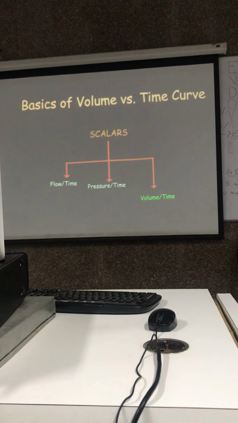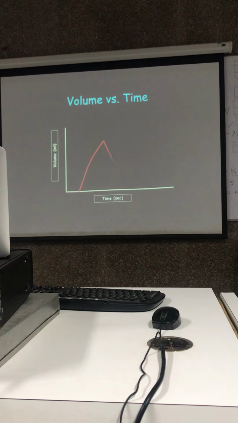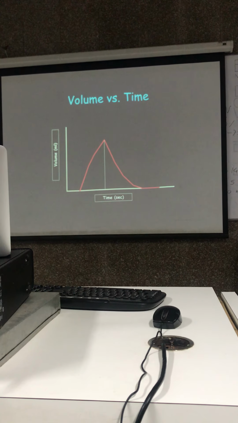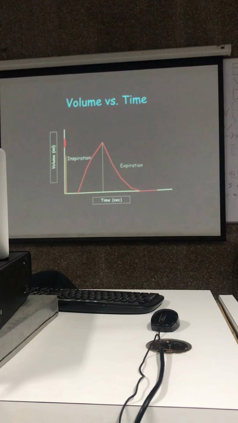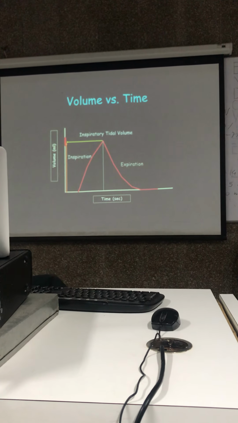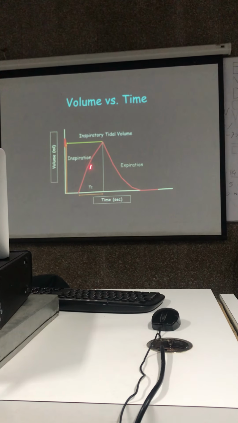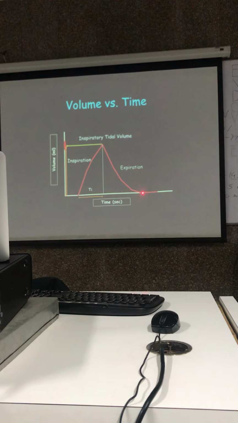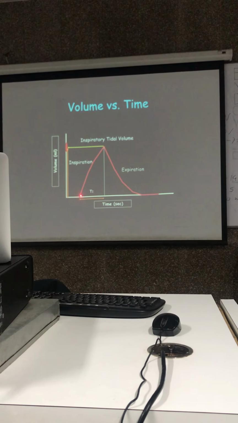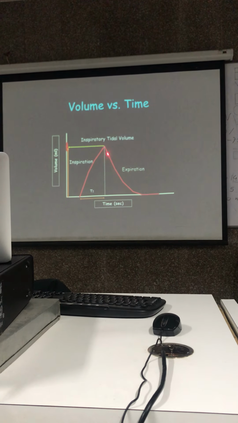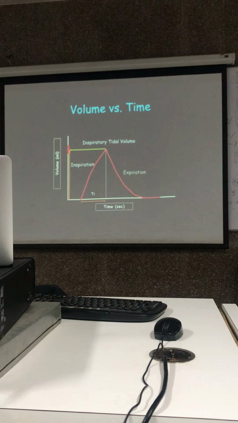Now we move to the next scalar, which is the volume and time scalar. If you look at the volume and time scalar, this is not something where you will see three patterns in graphics. So this is what a conventional volume time scalar looks like. By looking at the inspiratory limb and the expiratory limb, sometimes you are able to tell. Normally there is a slight convex upwards and a slight concave downwards. This is a normal pattern in a volume versus time scalar.